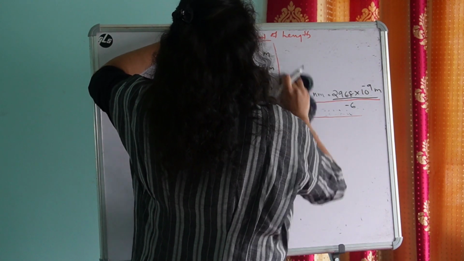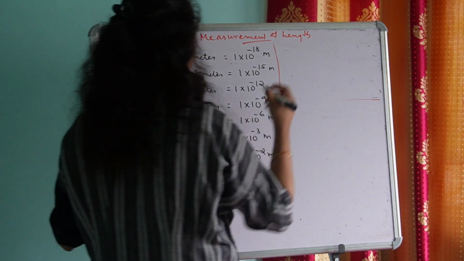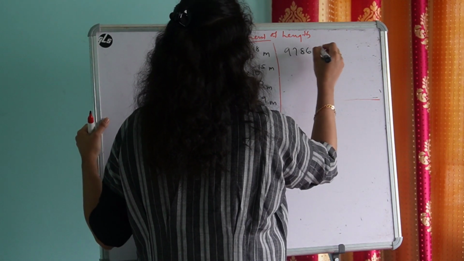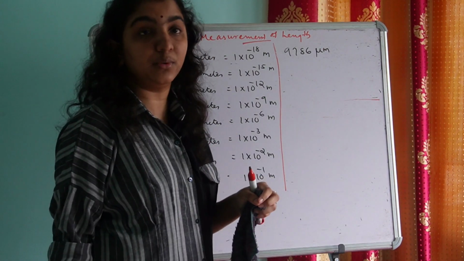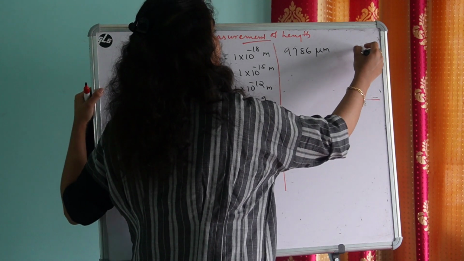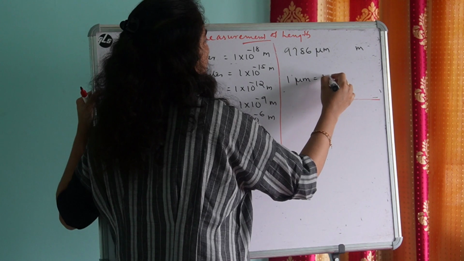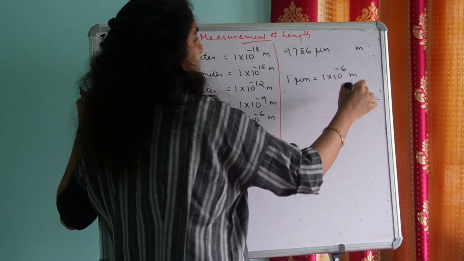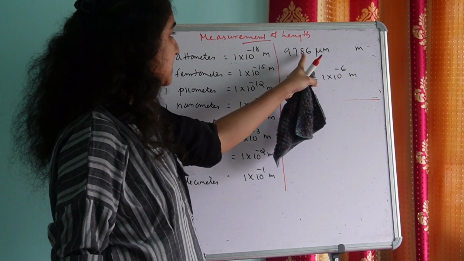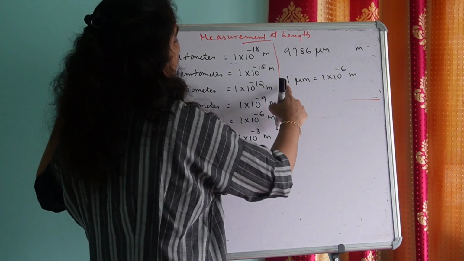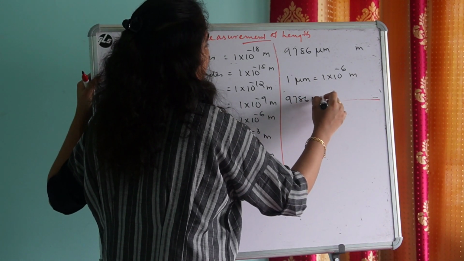Suppose the length is given as 9786 micrometer. What is mu meter? Mu meter is nothing but micrometer, and you are asked to find the length in meter. How do we do it? We know 1 mu meter is equal to 1 into 10 power minus 6 meter, isn't it? So to get 9786 mu meter, we have to just multiply 1 mu meter by this number. So it becomes 9786 mu meter.